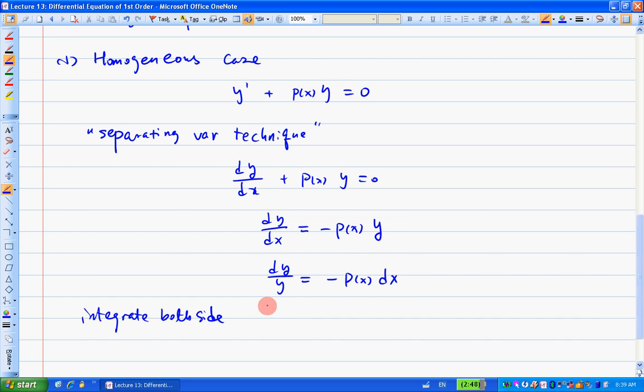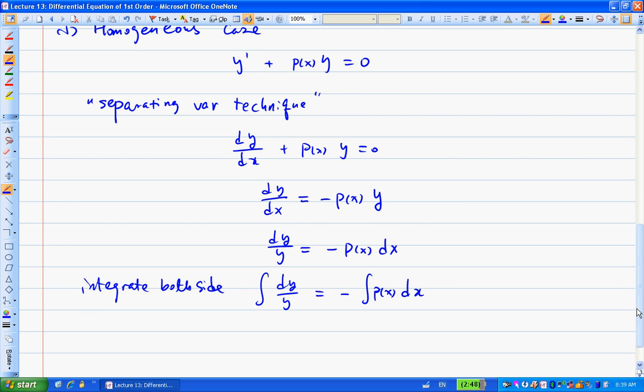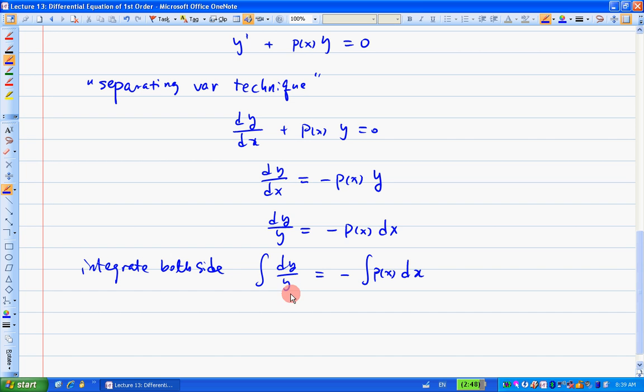All you need to do is just add an integration sign here. So this is a y function, and integrating with respect to y is very simple. This has to be ln absolute y. And on this side, we're talking about the general case, so we don't know what p(x) is, so we'll just leave it. But if the question is given, you will know what p(x) is, and you'll be able to carry out this integral.